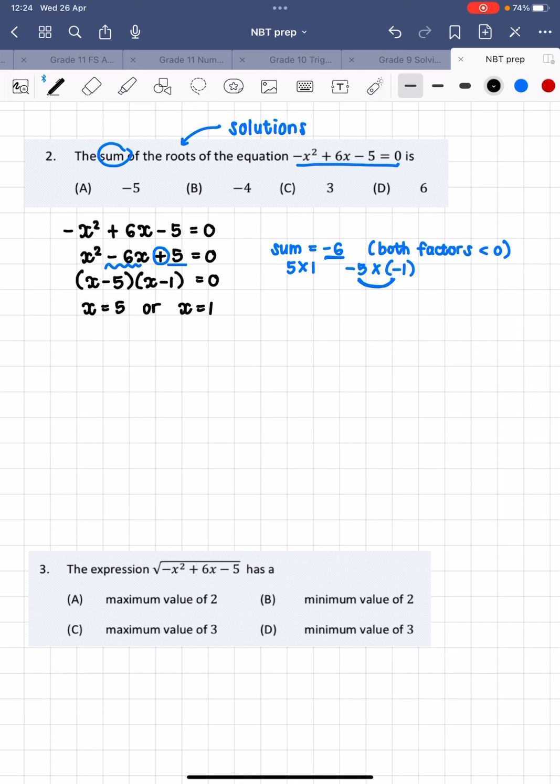Now you have to be able to do this factorizing without using a calculator because you are not allowed to have a calculator when you are doing your NBTs. So it's important that you are able to factorize.